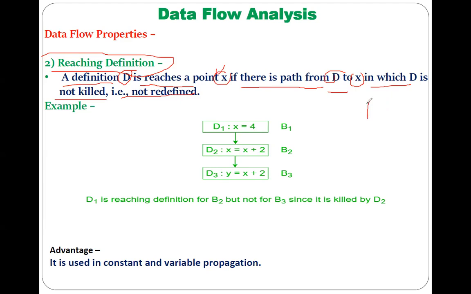A definition D reaches a point X if there is a path from D to X along which D is not killed or redefined. Then that is considered a reaching definition.